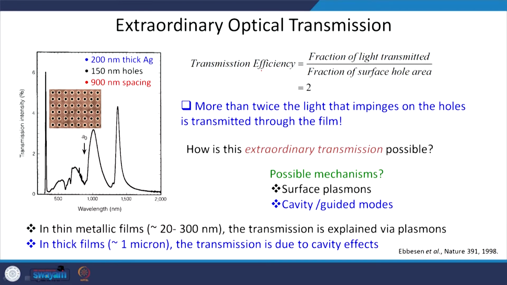In 1998, Thomas Ebbesen said that it is possible to have transmission through nano-sized holes. What he did is that he took a film of 200 nanometer thickness of silver with 150 nanometer holes in it, and the spacing between them was about 900 nanometers. So, 150 nanometer is still a sub-wavelength hole, and he measured the transmission intensity, and you can see that even for this 900 nanometer spacing, which we call the grating period, even for wavelengths larger than the grating period, he could get transmission.